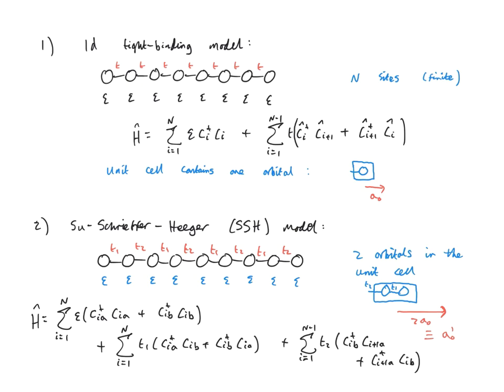So let me just make a note of that. The i labels unit cells, and then A and B label sites within the unit cell.